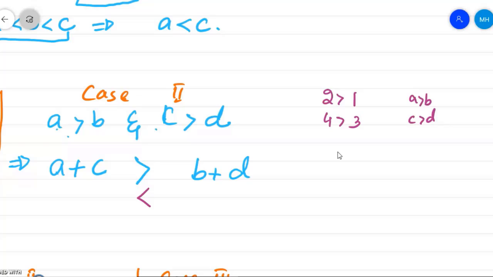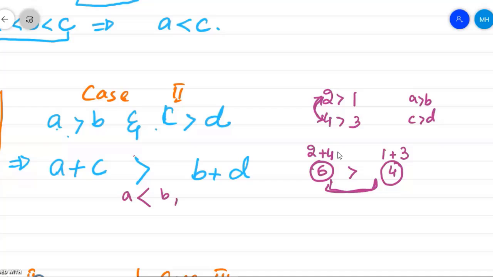So we have two number relations. If I add the two greater numbers, 2 plus 4, and add the two smaller numbers, 1 plus 3: 2 plus 4 is 6, 1 plus 3 is 4. Now you have to make a connection. 6 is greater than 4, right? So if we add two greater numbers on one side and two smaller numbers on the other side, the inequality remains the same. Now you have to do it for this part: A is less than B and C is less than D. You have to do it by yourself.